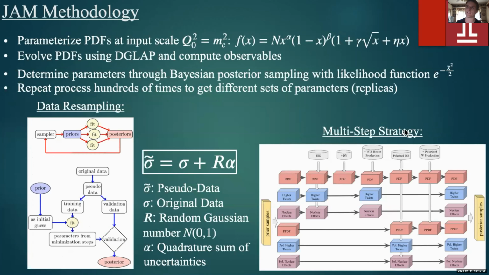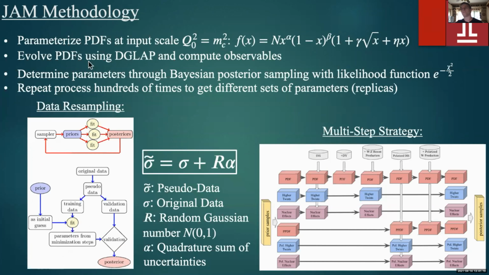So we have this data. So how do we actually extract the PDFs from it? Let me give a brief summary of the JAM methodology. First, we parameterize the PDFs at a chosen input scale, in this case, the mass of the charm quark, with a given parameterization, for example, the one shown here.